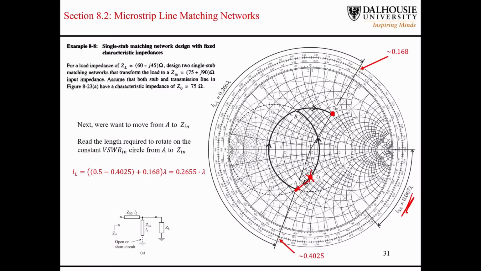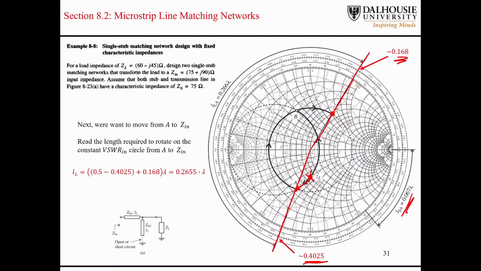And now, like I said at the beginning, in order to figure out how long the series transmission line needs to be, we extend a line from the center through point A and from the center through our desired impedance, and then we read the outside scale of the Smith chart. So here it equals about 0.4025, and then over here it equals about 0.168.